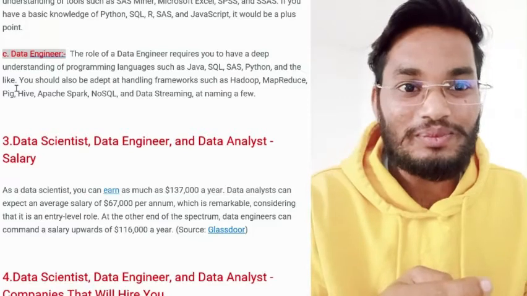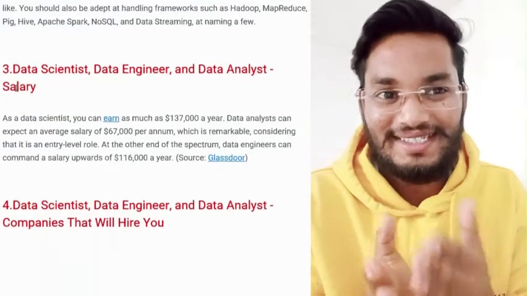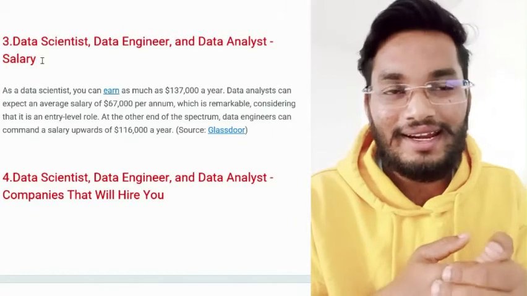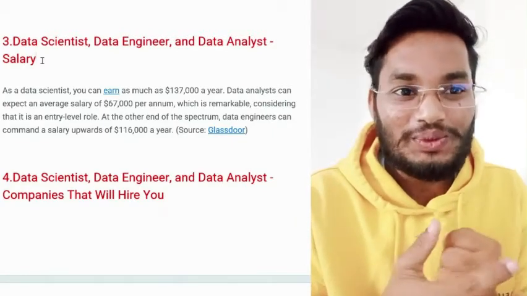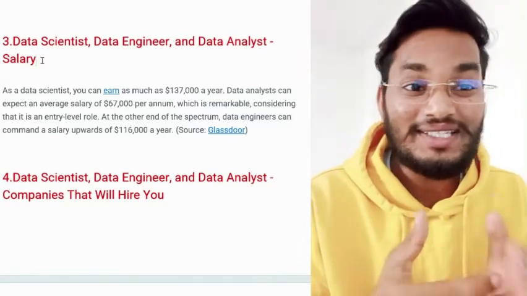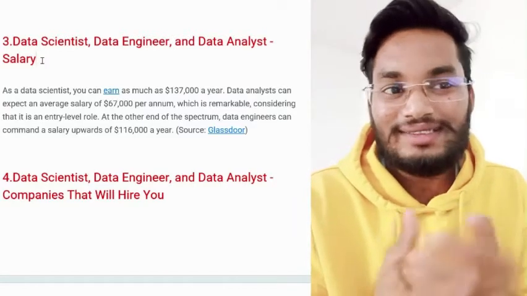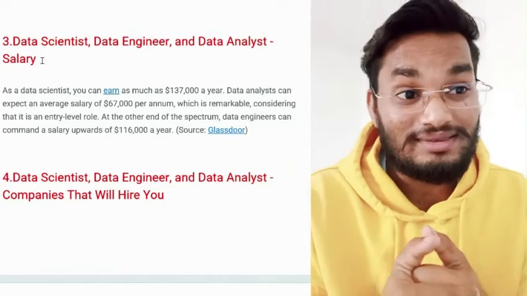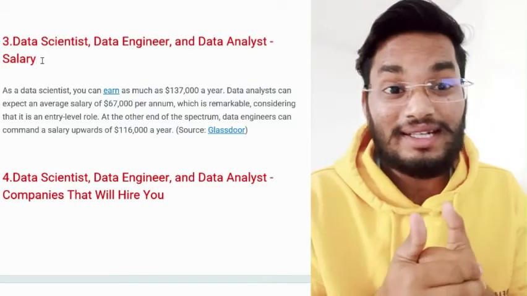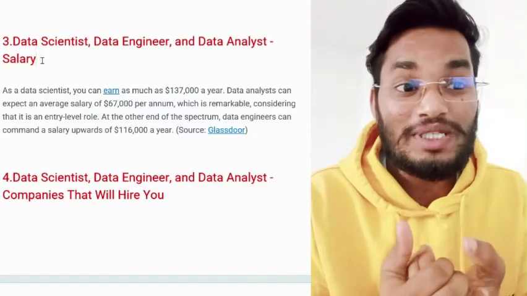Now, the most common question asked nowadays on LinkedIn and other social media platforms is about the salary of a data engineer, data scientist, and data analyst. First, let's talk about the data scientist. A data scientist can earn as much as $137,000 per year. A data analyst can expect an average salary of $67,000 per annum.